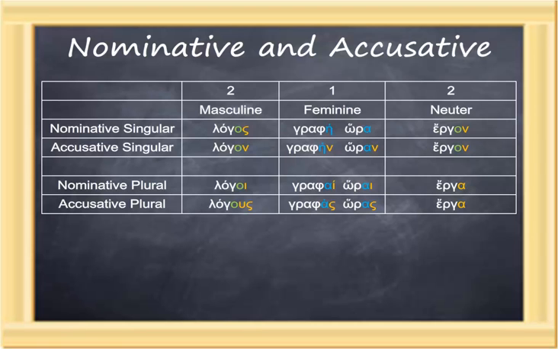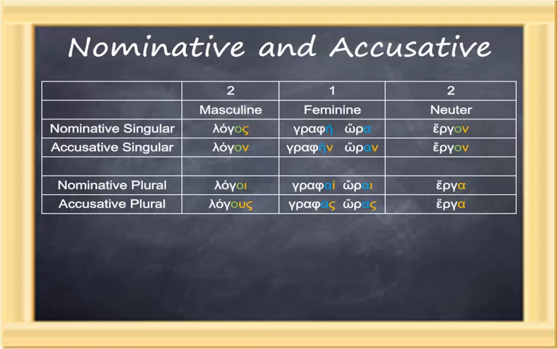Logoi is the nominative plural. Again, the form functions as a subject, but it's in the plural form. The words went out to the whole world. Logous is the accusative form, plural, functioning as direct object. He was speaking many words to them.